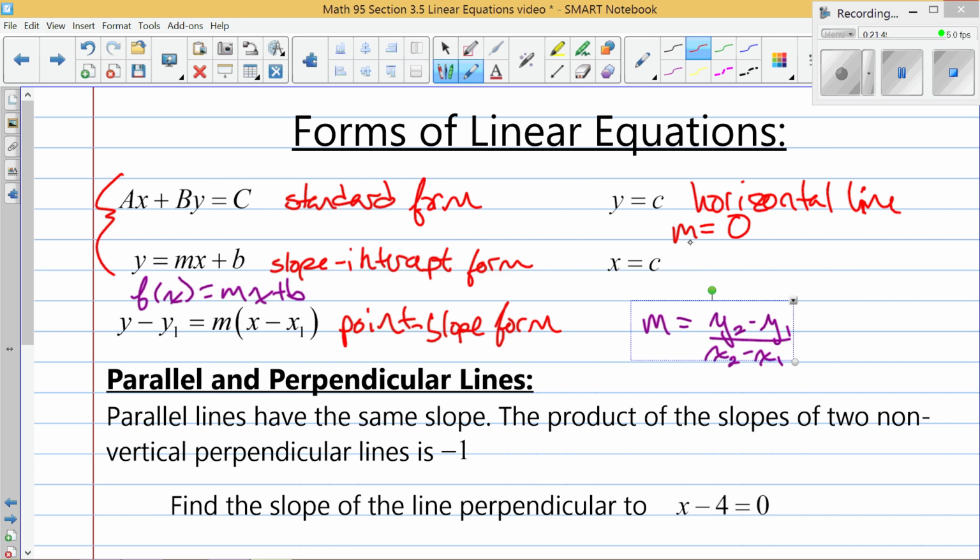For x equals a constant, it means our horizontal distance from the y-axis is always the same no matter how far up or down I go. So I end up with a vertical line and an undefined slope.